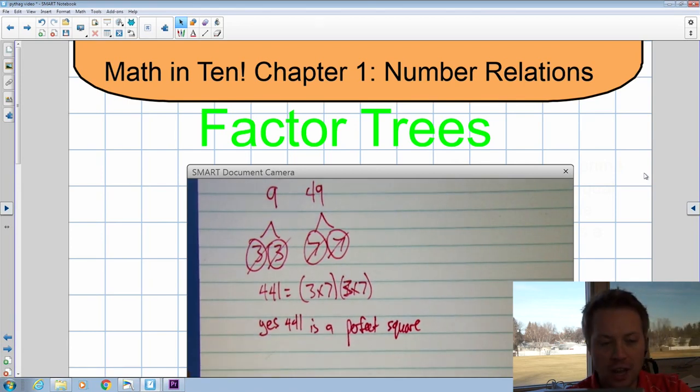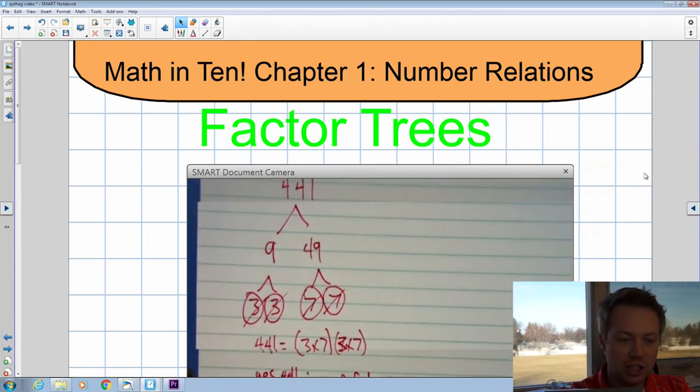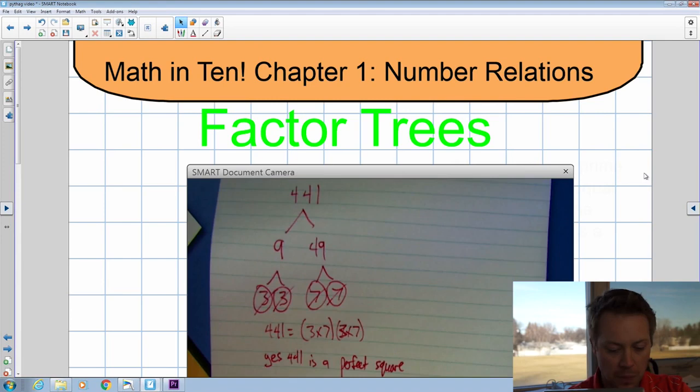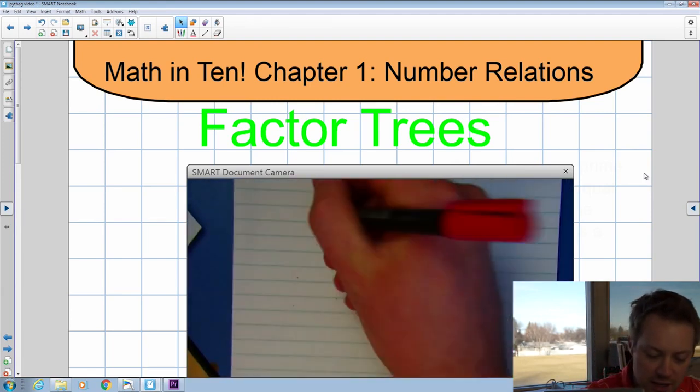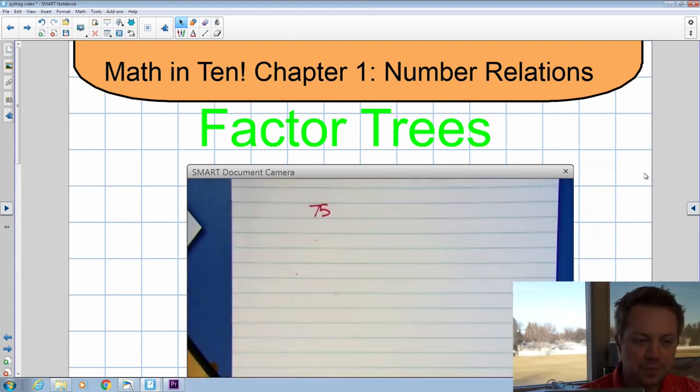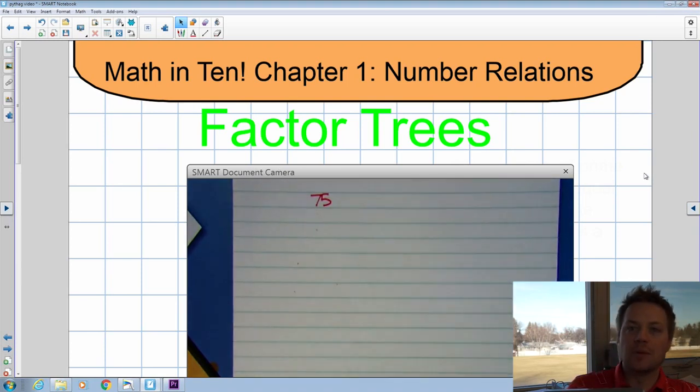Okay, we'll try another one here. Let's go ahead and try the number 75. So I think off the top of our heads, if we've got all the perfect squares memorized from 1 to 100, we know 75 is not a perfect square, but let's just prove it.